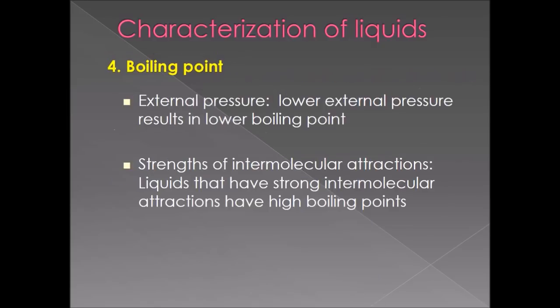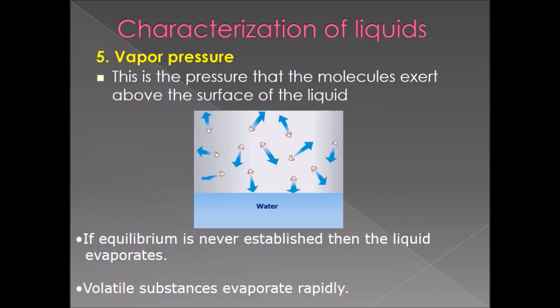So there are two main factors affecting boiling point. The first one is external pressure. The lower the external pressure, the lower the boiling point. The second one is the strength of intermolecular attractions. Liquids that have strong intermolecular attraction will have a higher boiling point as compared to liquids that have weak intermolecular attraction. Liquid can also be characterized by vapor pressure.